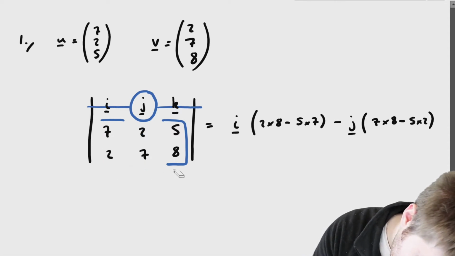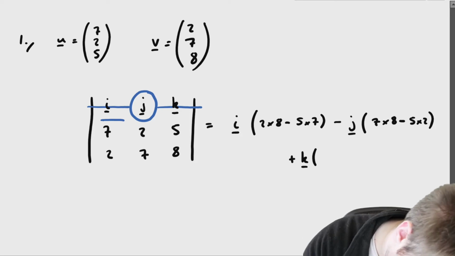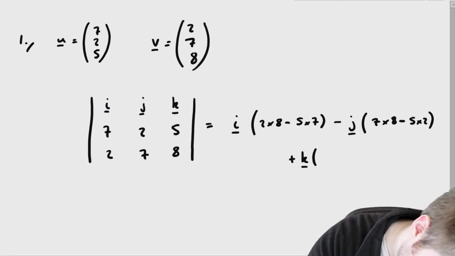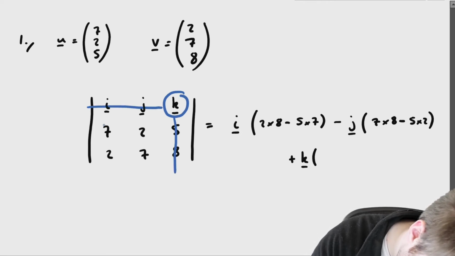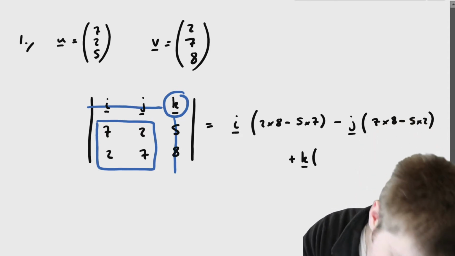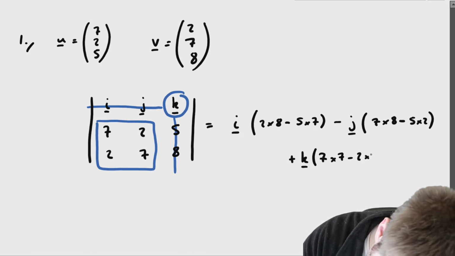And then finally, I move across to the k, so I'm just going to put it down here, plus k. And then times by, if I move across to the k, let me just get rid of my constructions. There we go. If I move across the k, I rule out the rest of that row and the rest of the column. So I take the determinant of the matrix which is left. In this case, it's going to be 7 times 7 minus 2 times 2.